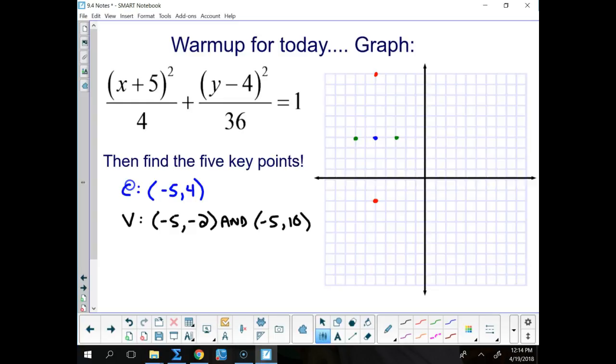You pay. What do I do next? We find our foci. What are we going to do first, though? Well, the c squared equals a squared. Oh, that's good. Yes, we make it. We got to draw it first, right? All right.